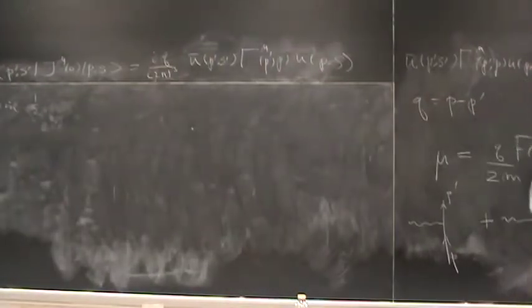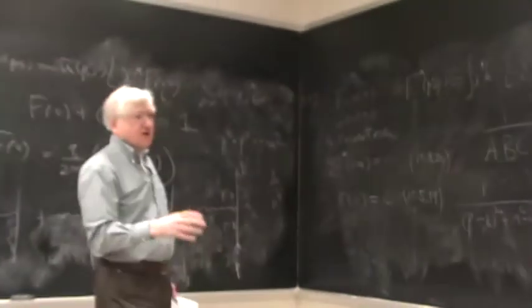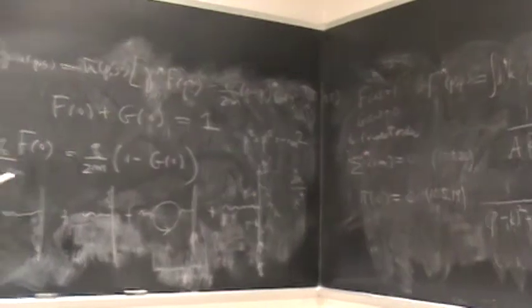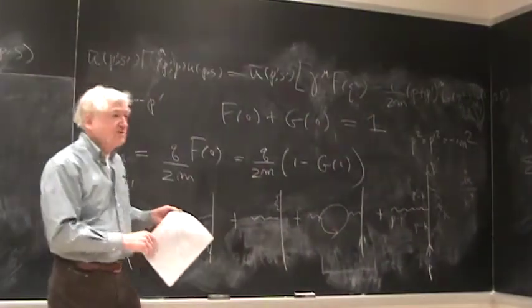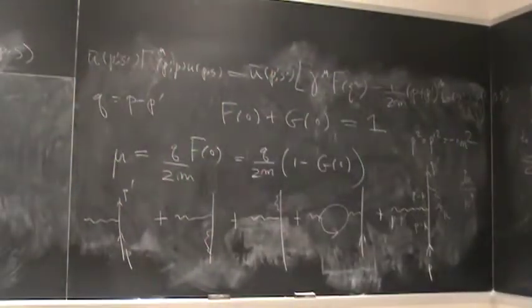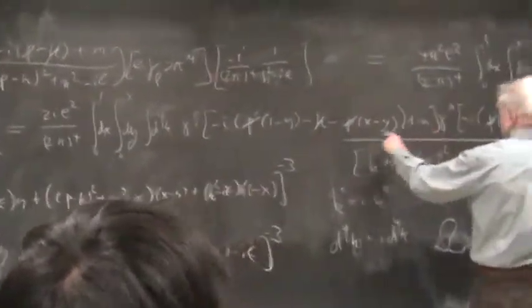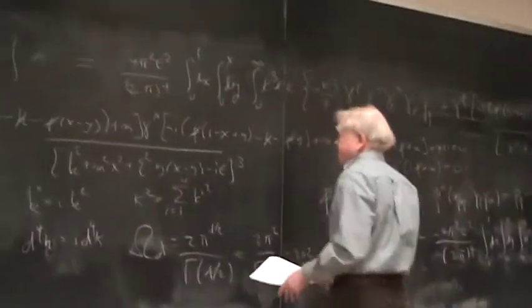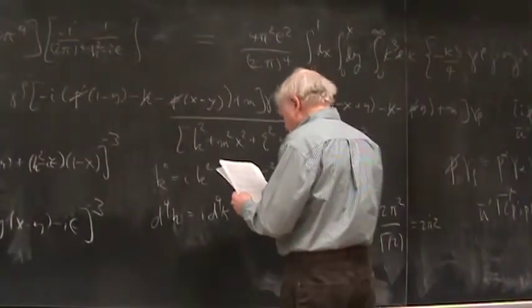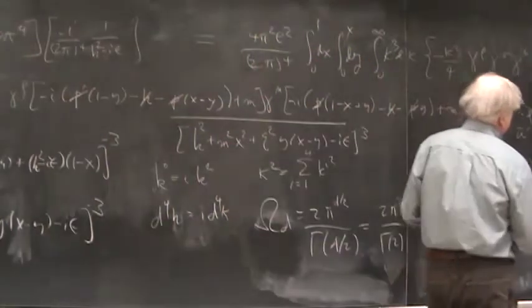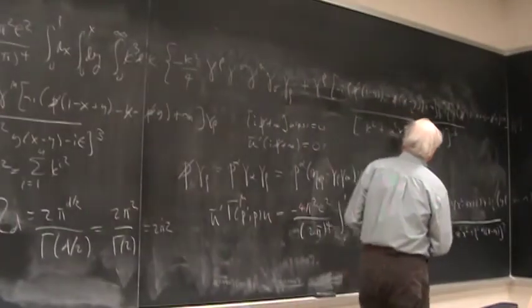One of the reasons that I kept P and P prime different from each other and Q different from zero for much of the calculation is just to get F of Q squared and V of Q squared for other things apart from the magnetic moment of the electron. Here, because I set P equal to P prime, I was able to simplify things easily.